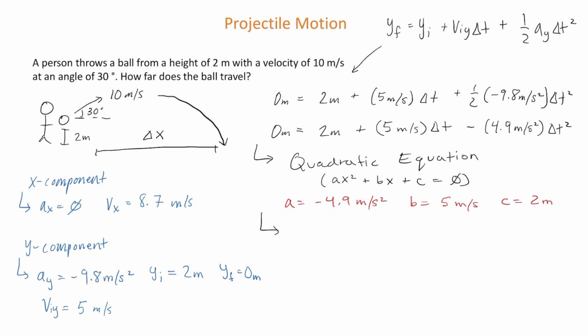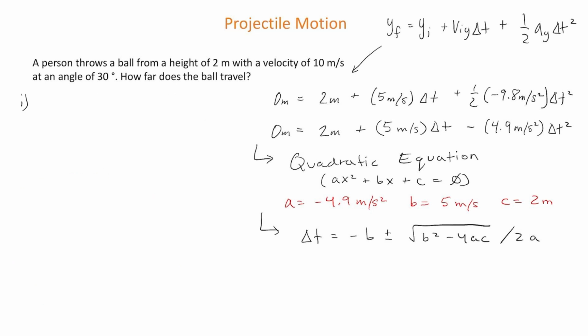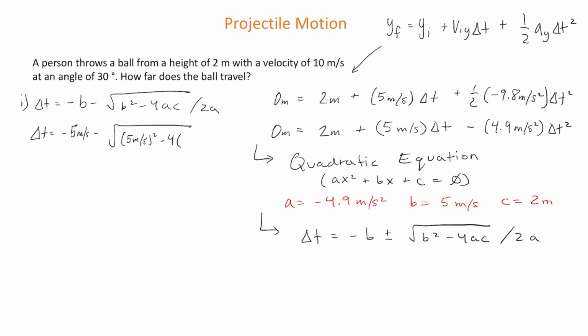Now, in order to solve for delta t, we need to use the quadratic formula, which says delta t is equal to negative b plus or minus the square root of b squared minus 4ac divided by 2a. Now notice there's a plus or minus, which means there's two possible solutions for the quadratic formula. Let's start with the minus. So we have delta t is equal to negative b minus the square root of b squared minus 4ac divided by 2a. All we have to do is plug in our values and solve. And we find that delta t is equal to 0.66 seconds.